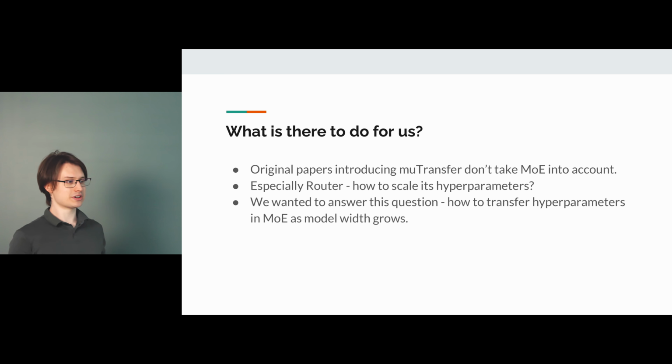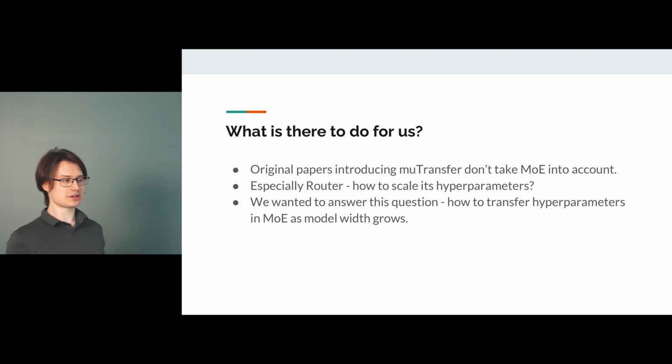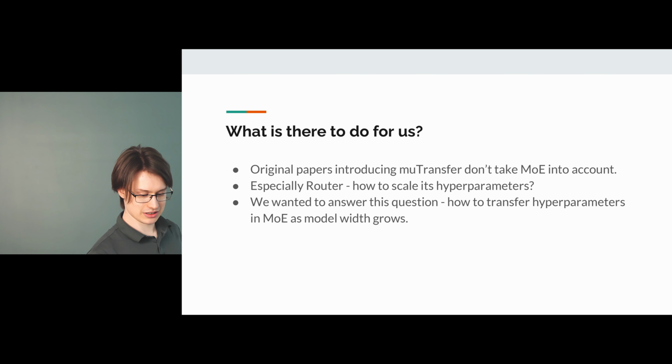Yeah, so we have those two things. And now the question is, what can we do with it? The original muTransfer papers don't really take a mixture of experts into account, and especially a router matrix isn't really well founded in these computations. And we wanted to answer this question: how should we scale hyperparameters as we scale MOEs to infinity?